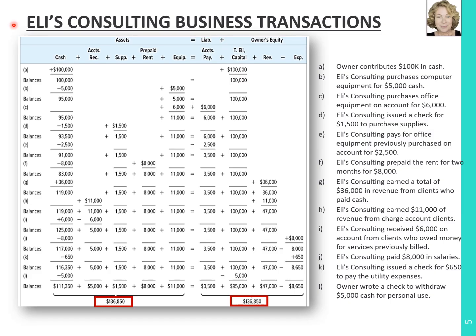We can now look at all of the 12 business transactions, and we can see that our equation still holds true. Assets equals liabilities plus owner's equity. Each side shows $136,850. My recommendation is to write down these business transactions in a notebook or in a document on your computer so you can refer to them.